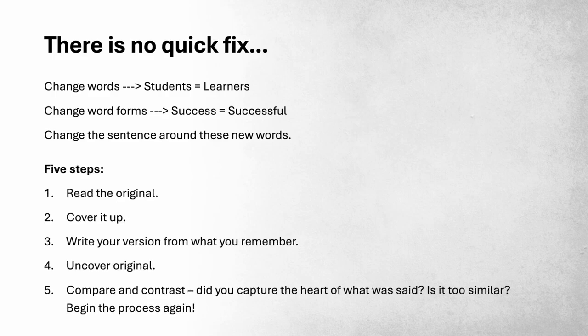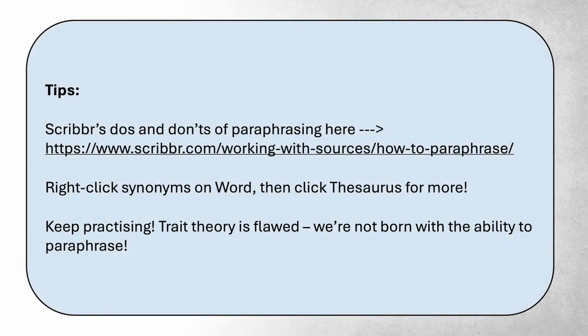The 5 steps recommended by Scribbr: read the original, cover it up, write your own version from what you remember, uncover the original, compare and contrast. Did you capture what the original was trying to say? Is it too similar? If it is, begin the process again. Tips: Scribbr's do's and don'ts of paraphrasing can be found here.